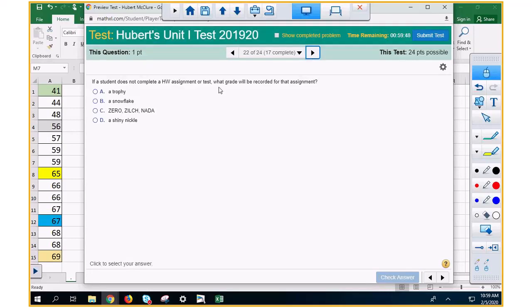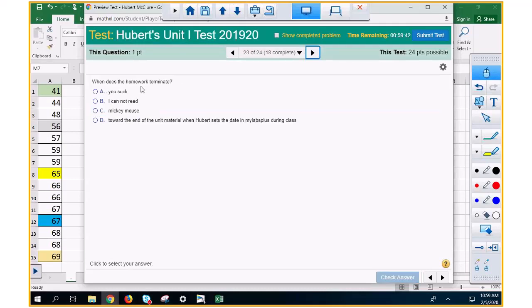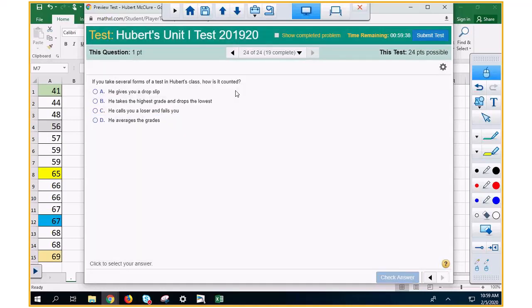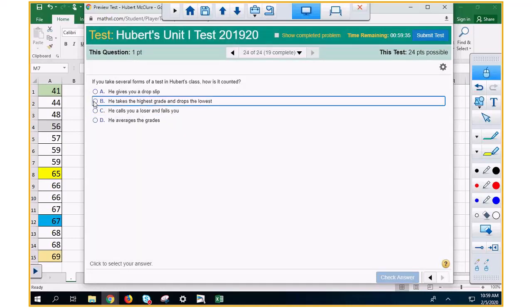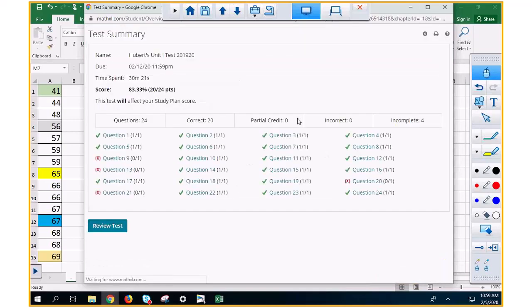A student does not complete a homework assignment. What grade will be put in that place? 0. When does the homework terminate? Toward the end. And he takes the highest. Now, even if you skip or don't know some problems, you can still make it. I didn't do 4 problems, and I still made 83. Somebody will fail the test with less than a 20. Anybody want to bet me?